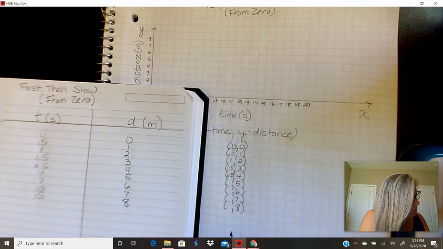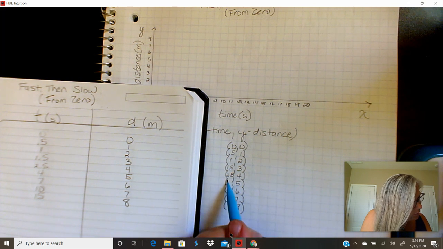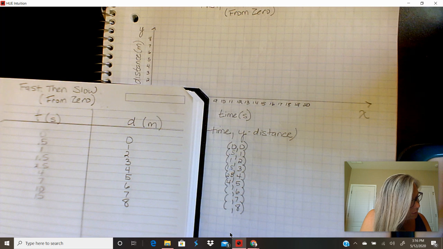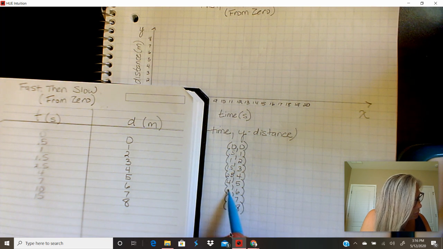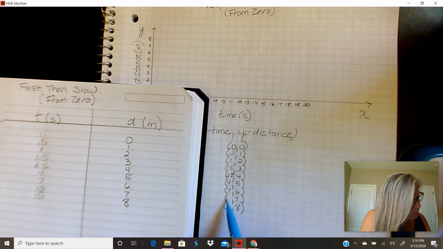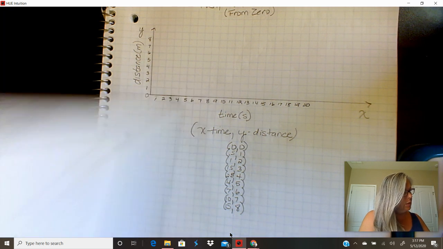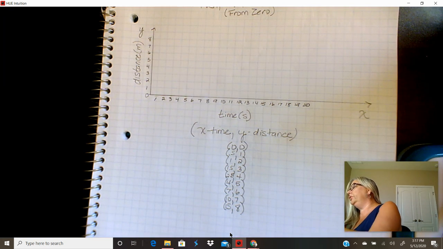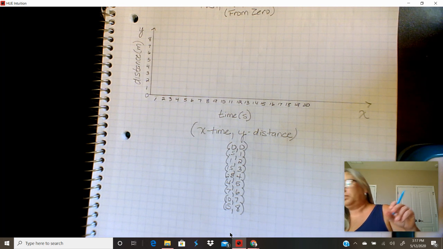All right, and then to get to the 5 meter card, it was all the way up to 4 seconds. And then to get to the 6 meter card, it was 7 seconds. And then to get to the 7 meter card, it was 10 seconds. And then to get to the 8 meter card, it took 15 seconds. All right, so let's see how that graph turns out. I wonder if you can predict how it's going to look.